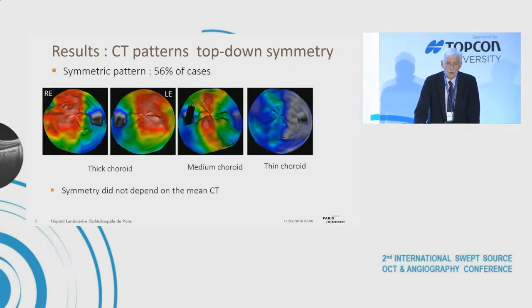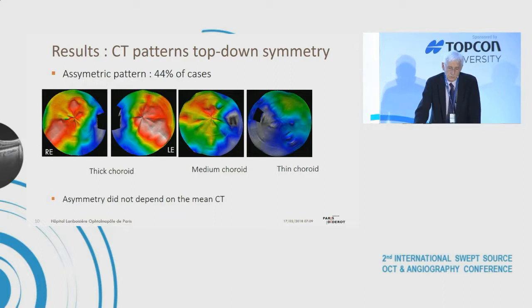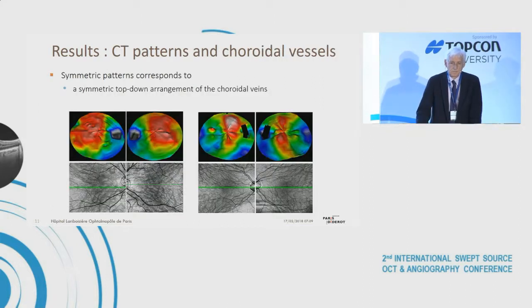We found also that there was top-down symmetry in only 56% of cases, and the symmetry did not depend on the mean thickness of the choroid. And you see that you may have a symmetrical aspect in the thick, medium, and thin choroid. And of course, on the contrary, there was an asymmetric pattern in 44% of cases, and here too, it did not depend on the mean choroidal thickness.